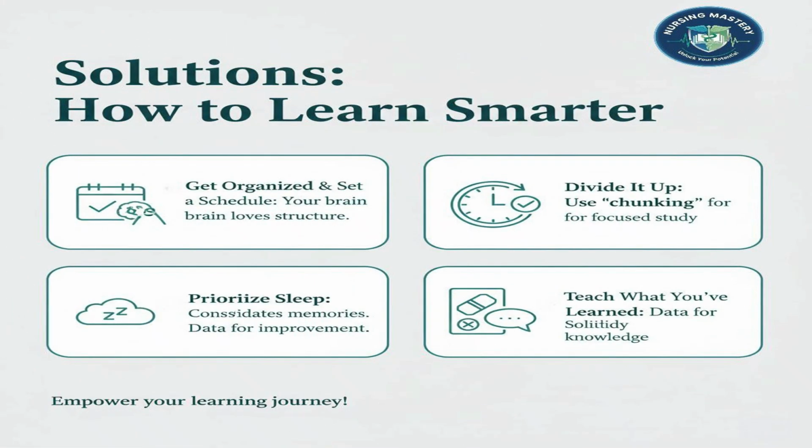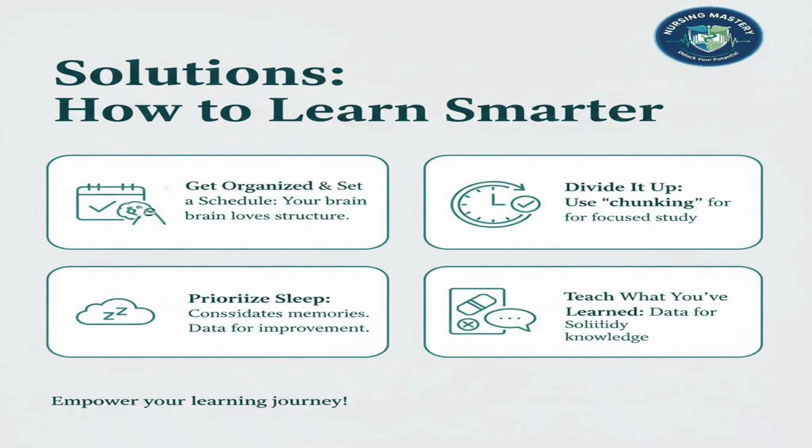So how do you put this all into practice? Here are some powerful tips for success. Get organized and set a schedule. Your brain loves structure. Plan your learning. Don't multitask. Focus on one thing at a time. Your brain can't effectively do two cognitive tasks at once. Divide it up. Use chunking. Study and focus in 25-minute blocks instead of 3-hour marathons.